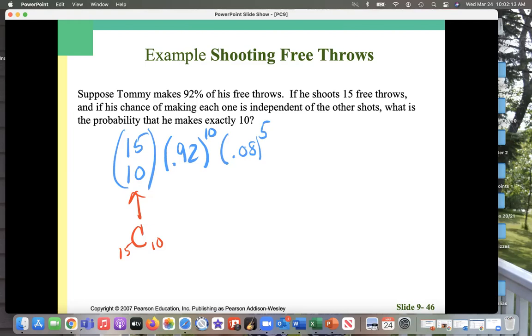So another way to write it would be like this. And this is maybe the way you're going to have to write it in your calculator. But what does that give us as a probability? What's the probability he makes exactly 10? Can you find that number? Let's see if you can do that. I don't know what it is off the top of my head.